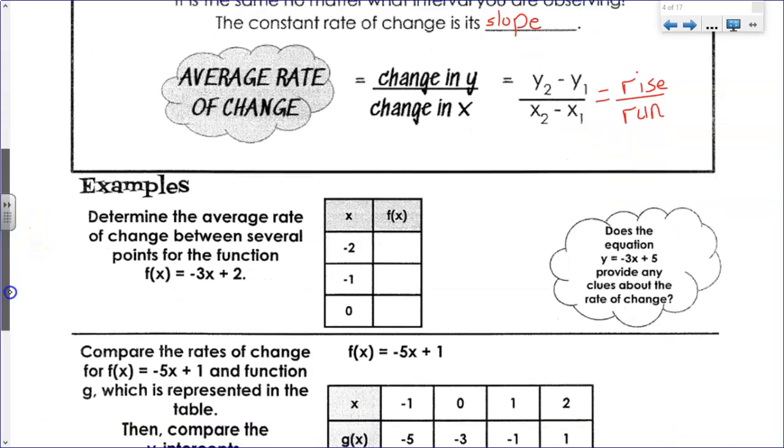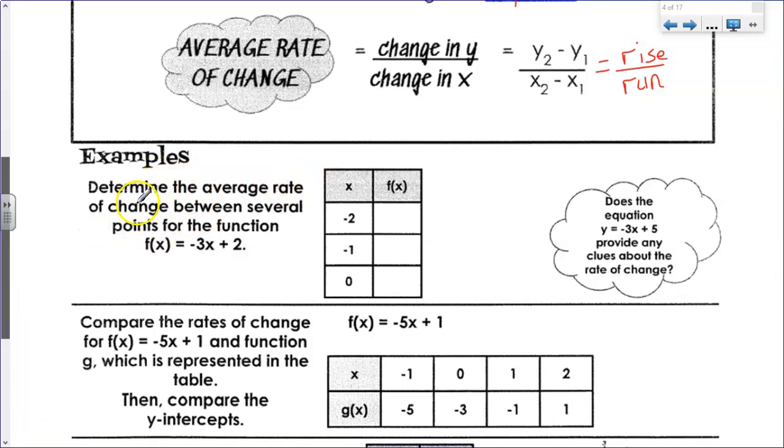Okay, so if we go down here, we're going to determine the average rate of change between several points for the function. So f of x equals negative 3x plus 2 is our function. Here's a table. If you recall, you're going to take this first number and you're going to put it in place of x into the function. So that's going to give me 6 plus 2, which is 8.